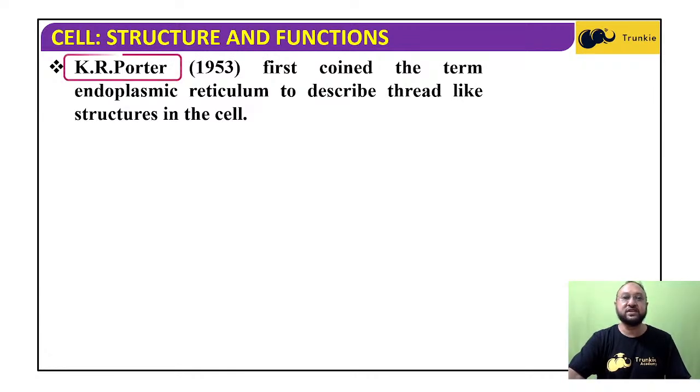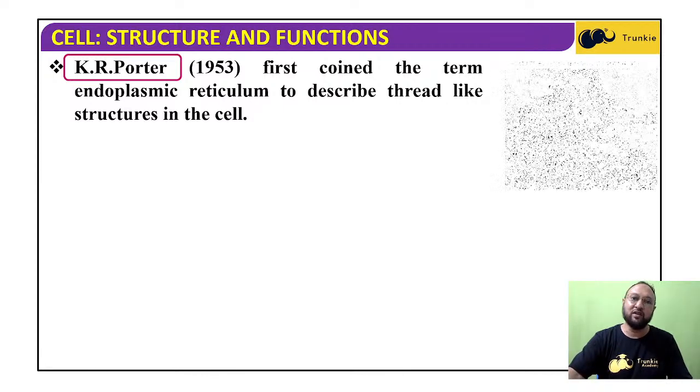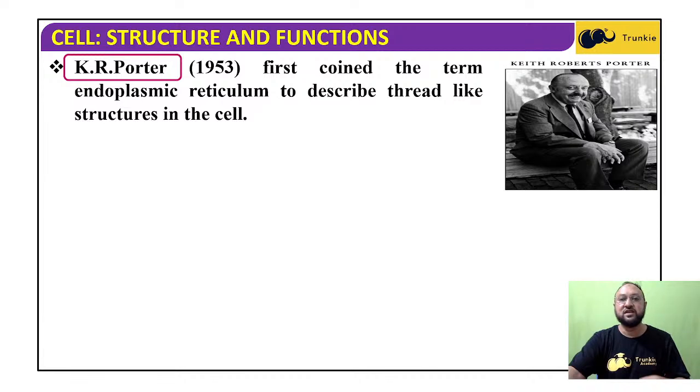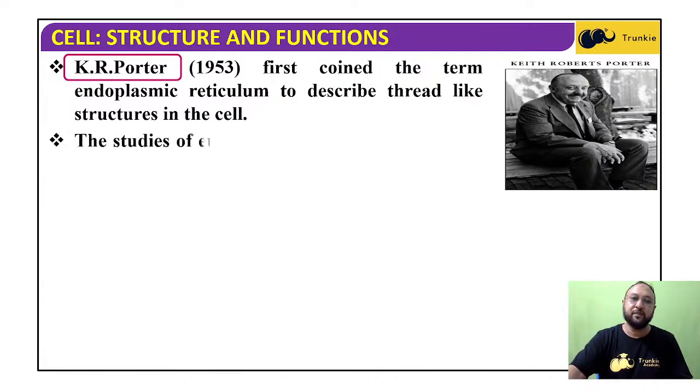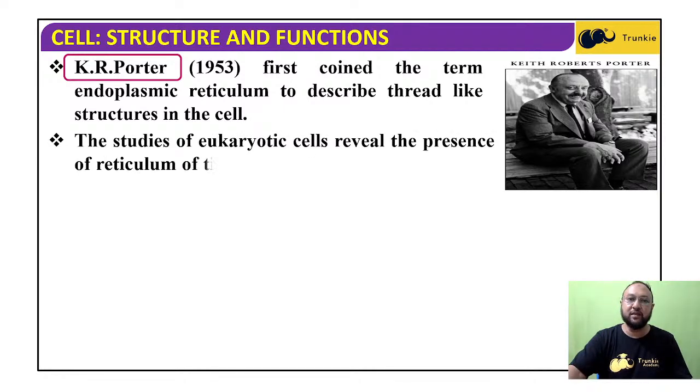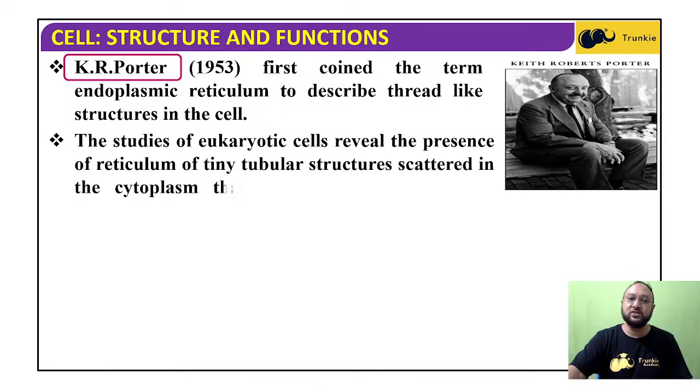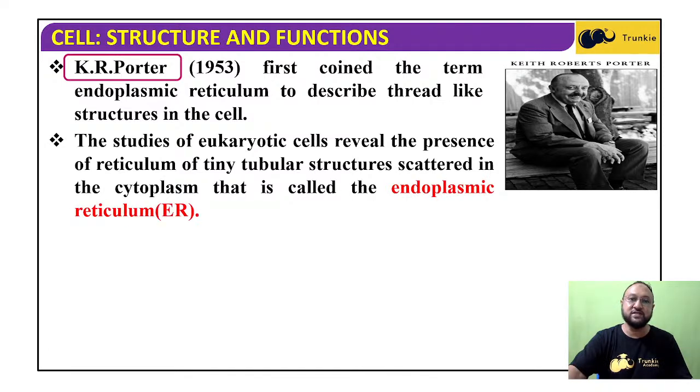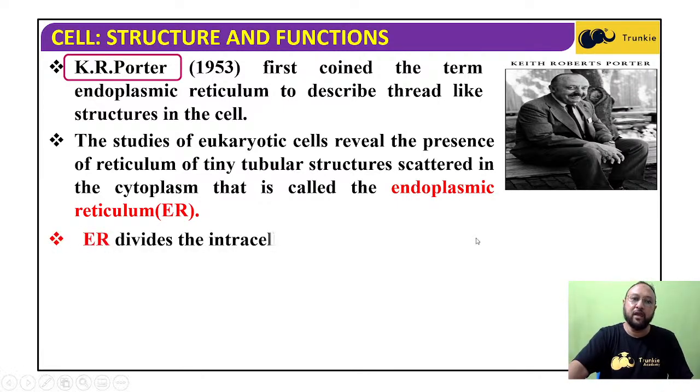K.R. Porter, the scientist, first coined the term endoplasmic reticulum in 1953 to describe the thread-like small structure in the cell. Studies of eukaryotic cells reveal a reticulum of tiny tubular structures scattered in the cytoplasm, which is called endoplasmic reticulum. The tubular structures are stack-like and flattened, and they are present near the nucleus or attached to the nucleus.